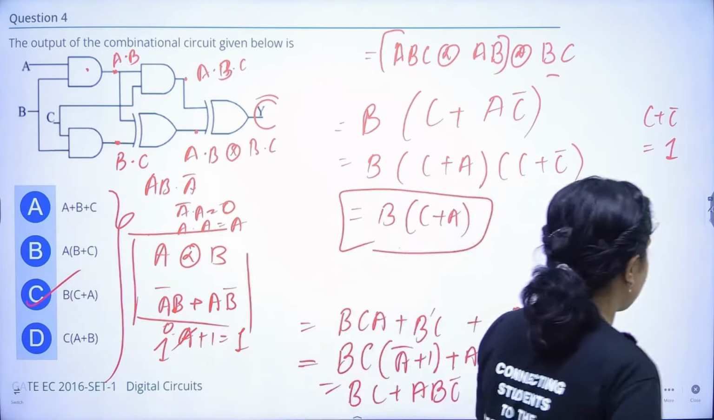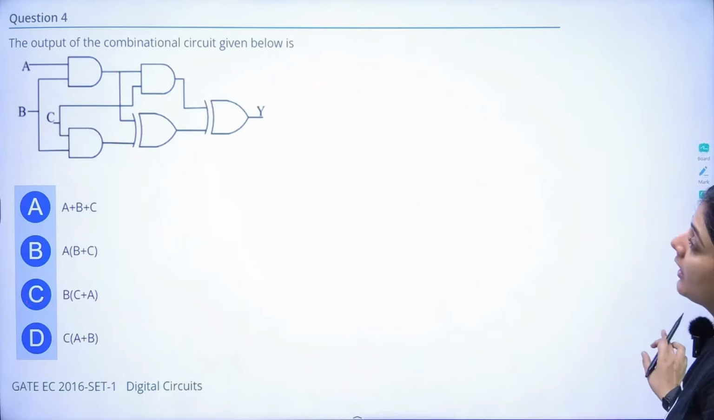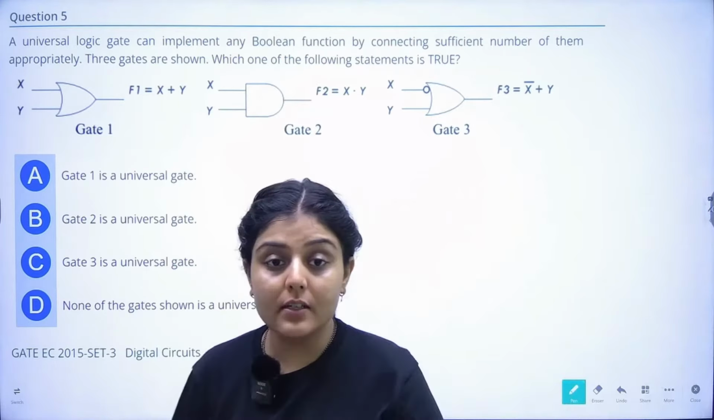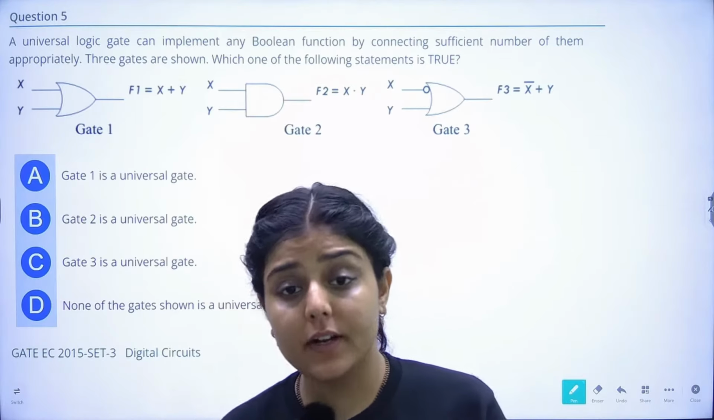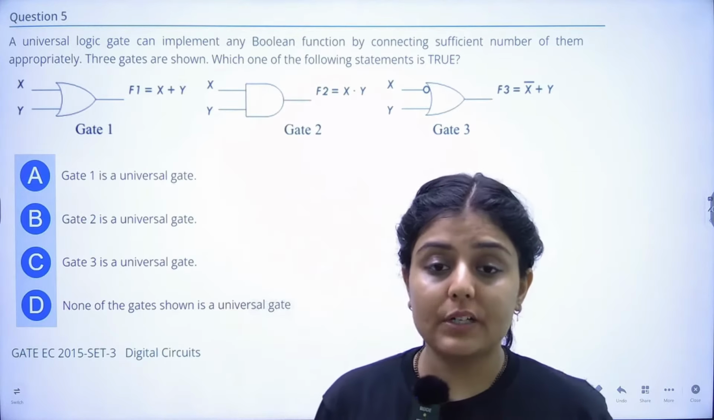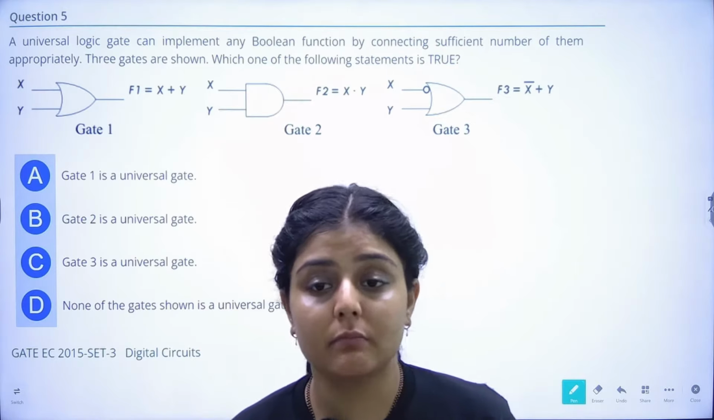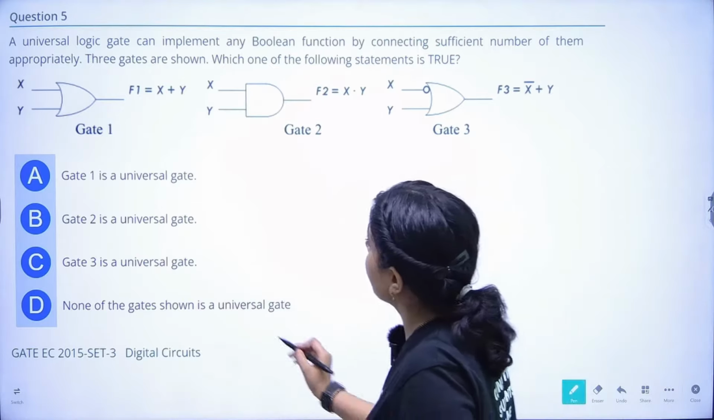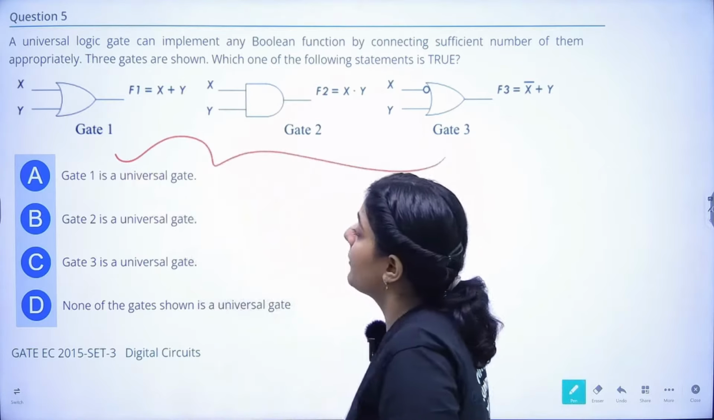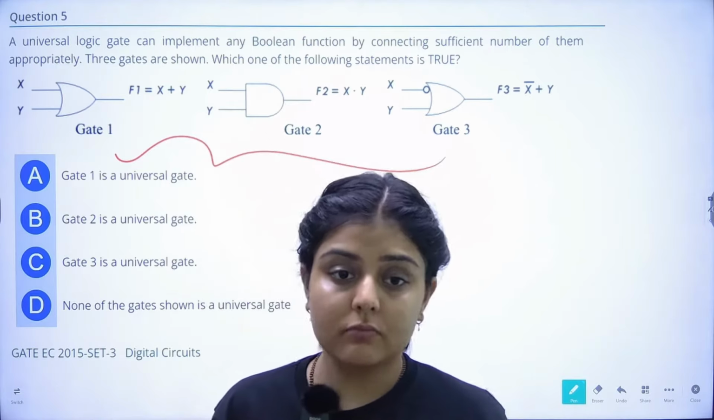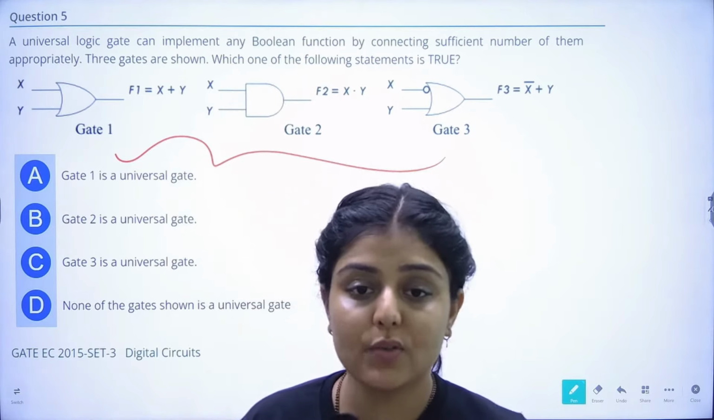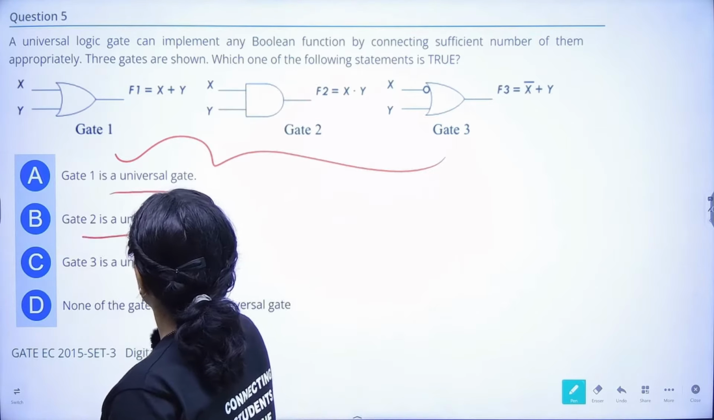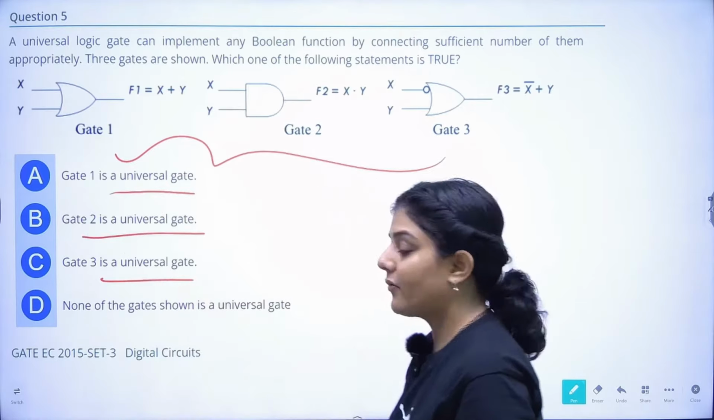Right, moving on to the next question. The next question says that a universal logic gate can implement any Boolean function by connecting a sufficient number of these gates appropriately. 3 gates are shown, gate number 1, 2 and 3. Which of the following statements is true? So they are asking you to find out whether gate number 1, 3 and 2 is universal, or none of the gates is a universal gate.